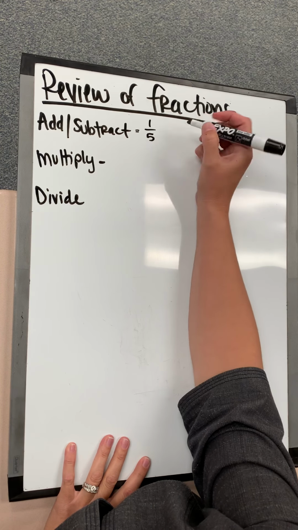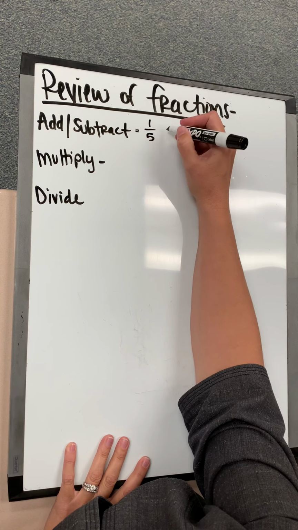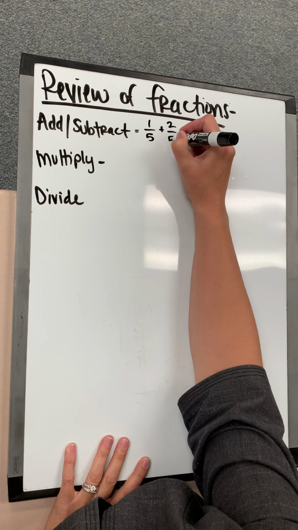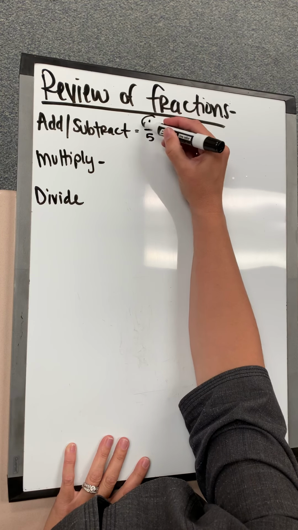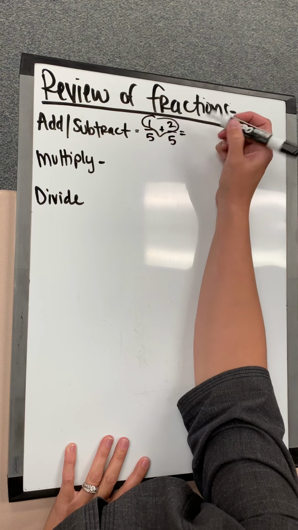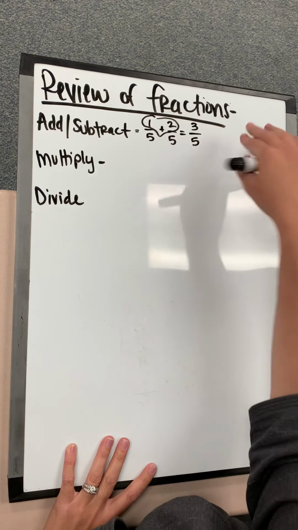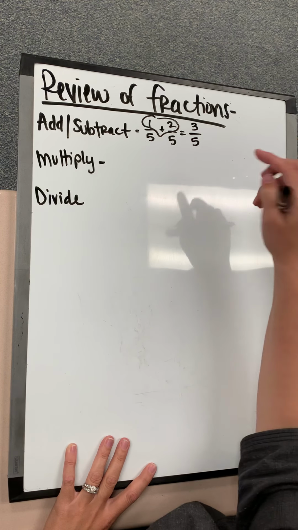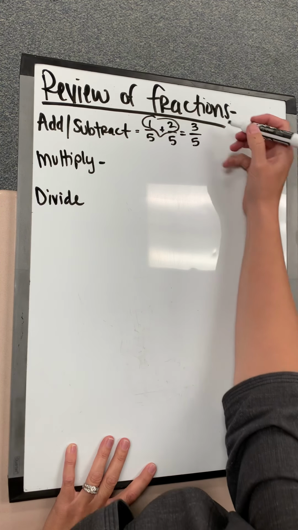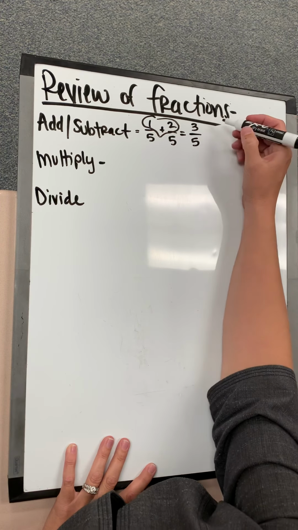So if we have 1/5 plus 2/5, you would just add the tops. So 1 plus 2 is 3, and you would keep the denominator. If you don't have a common denominator, you would have to get a common denominator before you added it. So let me show you what I mean by that.